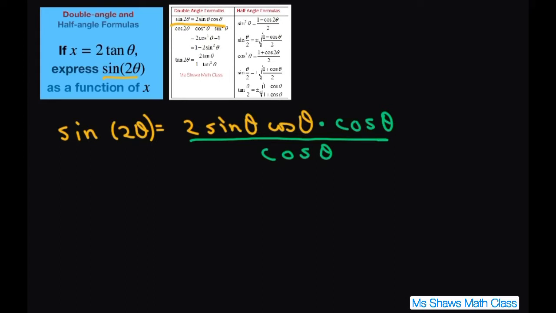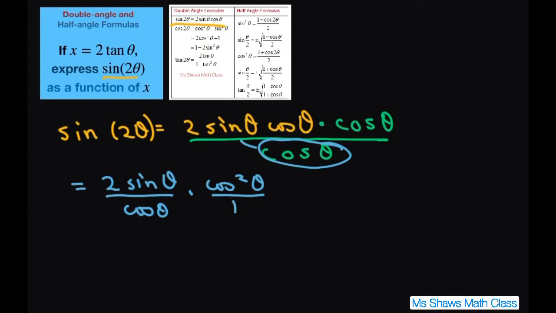That's going to give me a tan of theta because what I'm going to get is this equals 2 sine of theta divided by cosine of theta times cosine squared of theta divided by 1. So basically, I put this cosine under this term and then times 1. Cosine times 1 is just cosine, so that gives it like that.